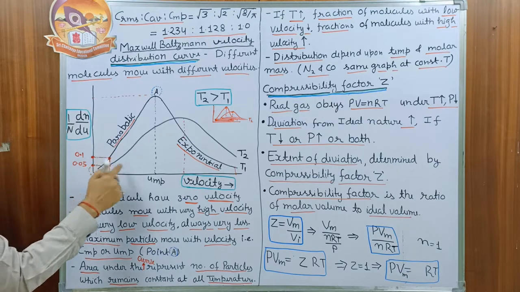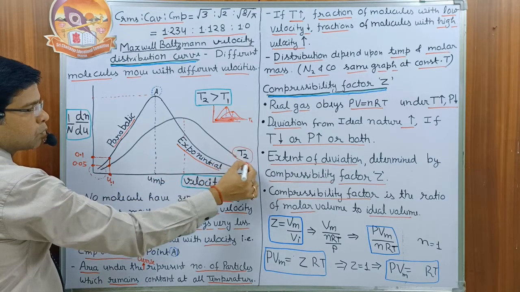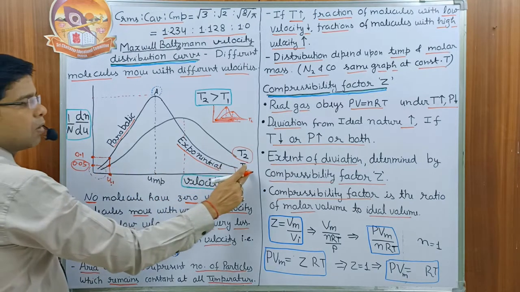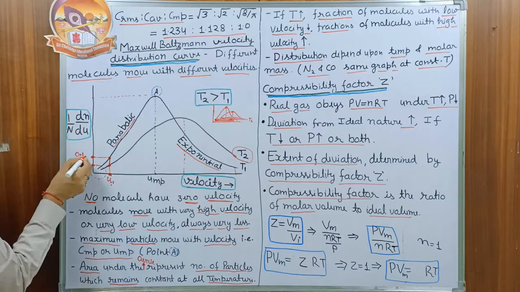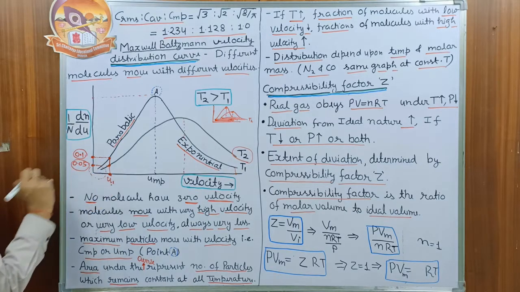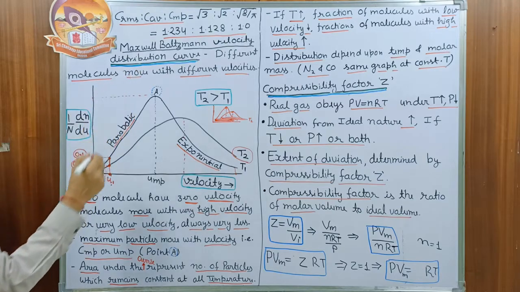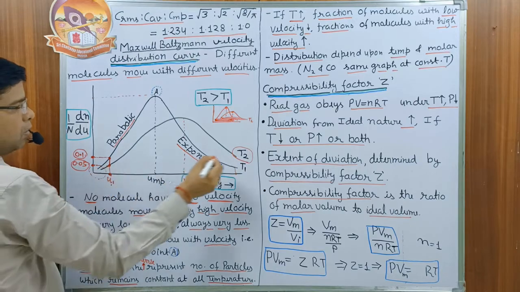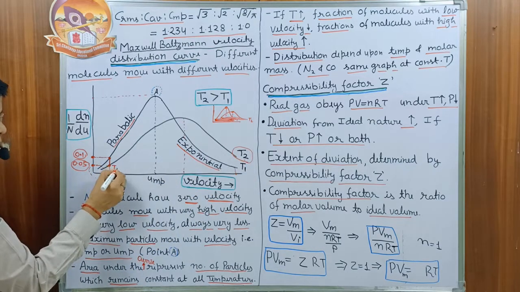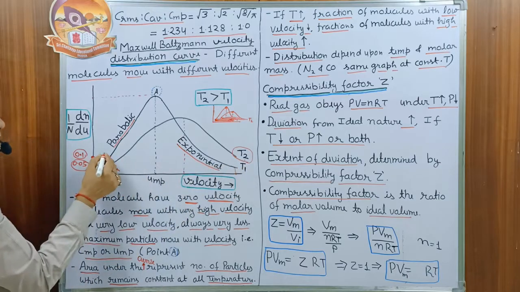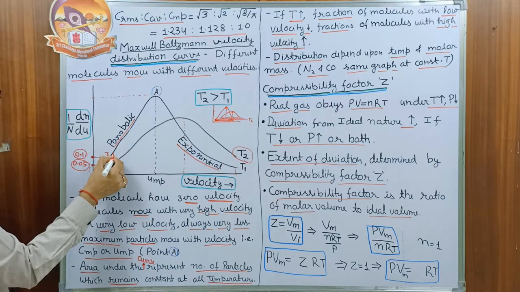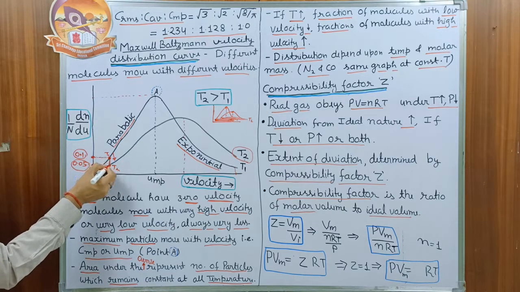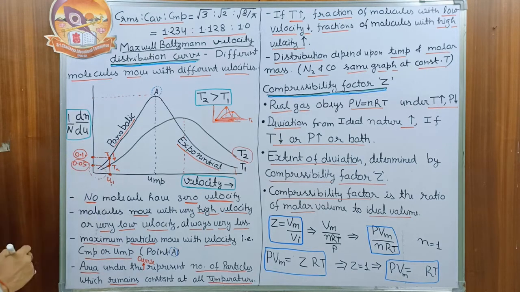Okay, at the high temperature T2, the fraction of molecules with the lower velocity u1 is less, and at the low temperature T1, the fraction of molecules with the u1 velocity is higher. Again, check: as the temperature increases from T1 to T2, look, the fraction of molecules always decreases, from 0.1 to 0.05.